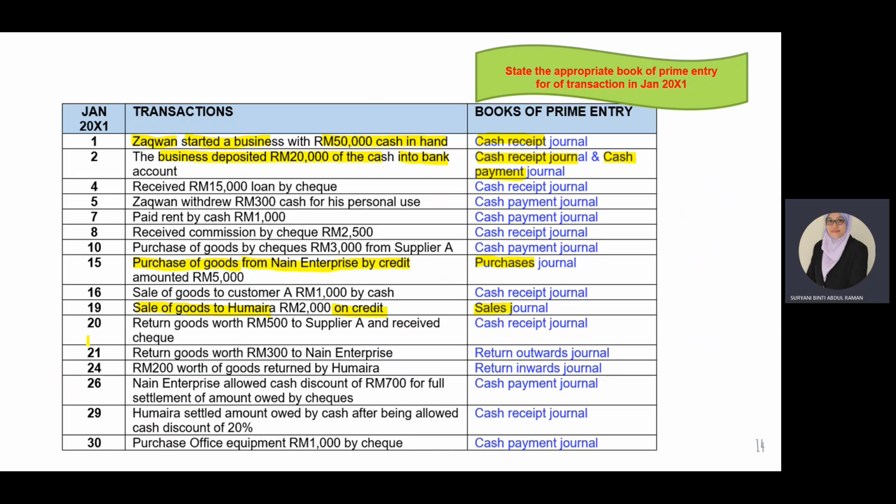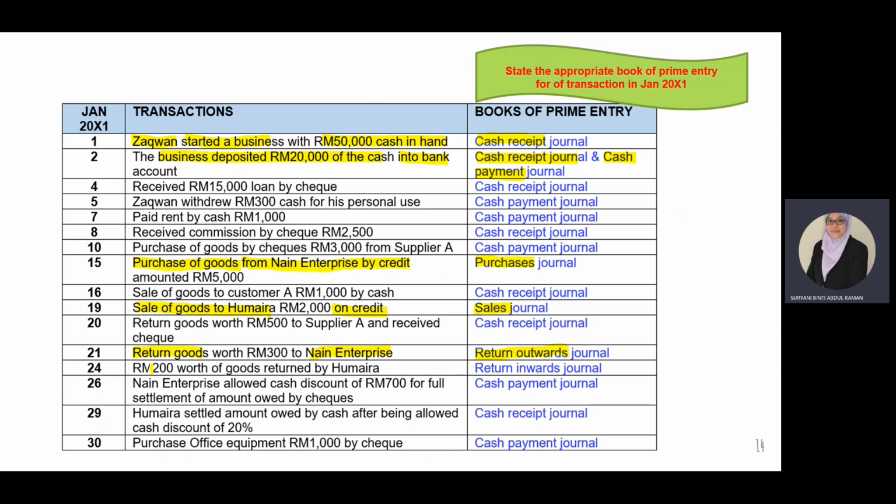Okay, look on the 21st of January. We return goods to Nain Enterprise worth 300 ringgit. Who is Nain? Back on 15 January, Nain is our accounts payable or creditor. We owe Nain because we purchased the goods on credit, but somehow they may be due to the sum of defect. Okay, we have returned goods worth 300 ringgit to Nain. There's no cash flow involved, therefore, the suitable journal will be return outwards. Return outwards is to record the return of good to supplier which bought on credit.